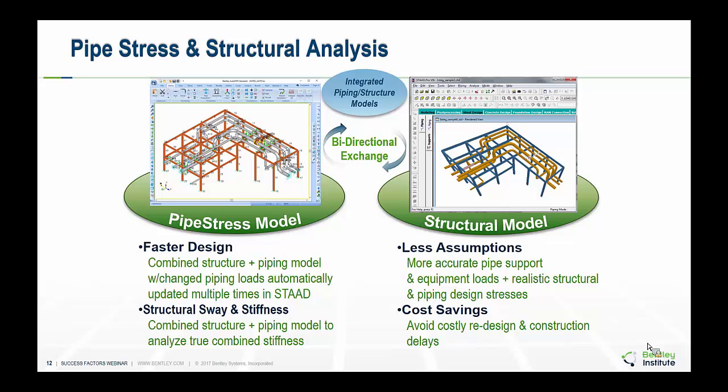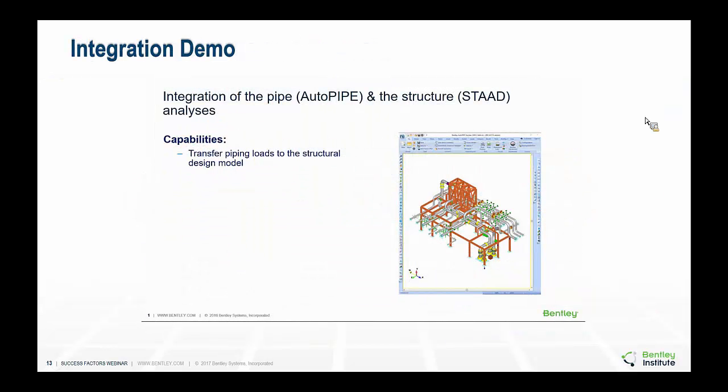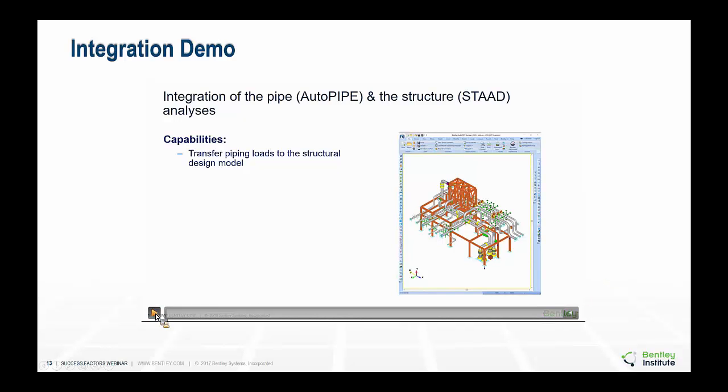The piping engineer can include the actual flexibility of the supporting structure to get a more accurate analysis of the stresses that develop around nozzles, which can have critical effects. So let's take a quick review of the benefits of the process we're discussing.